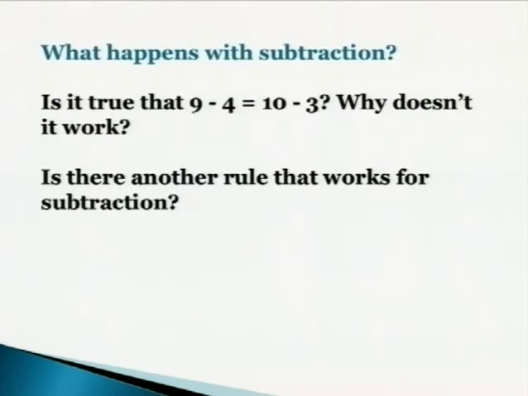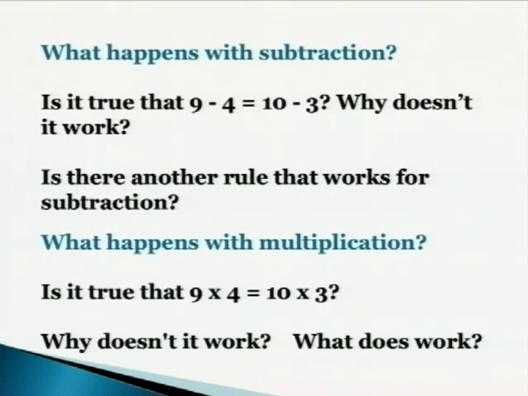An important issue that we've discovered is that when students work with a generalization about addition, it's important to contrast what happens with other operations. Without that, there's a tendency for students to assume that their claim is about numbers rather than about addition. For that reason, we ask, what happens with subtraction? Is it true that 9 minus 4 equals 10 minus 3? Why doesn't it work? Is there another rule that works with subtraction? Or what happens with multiplication? Is it true that 9 times 4 equals 10 times 3? Why doesn't it work? What does work?